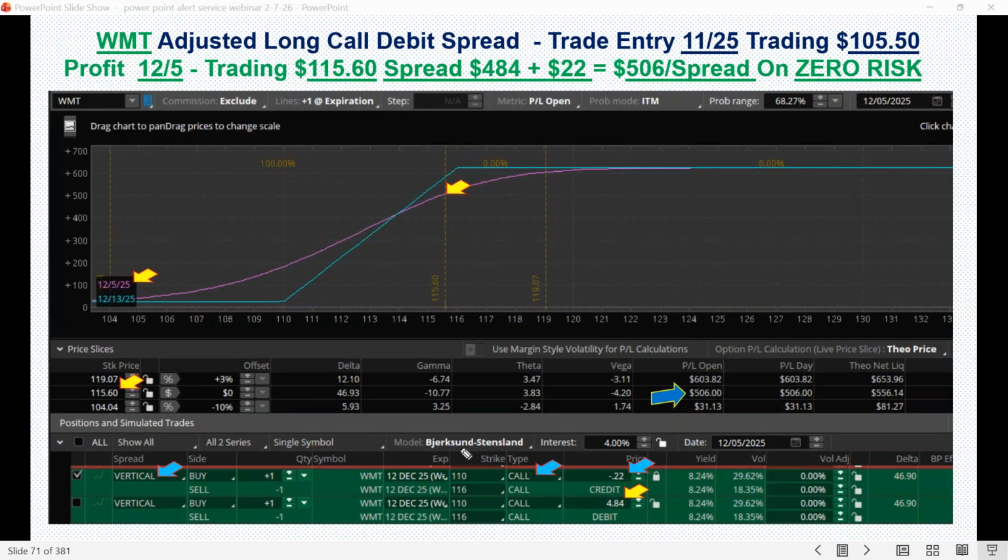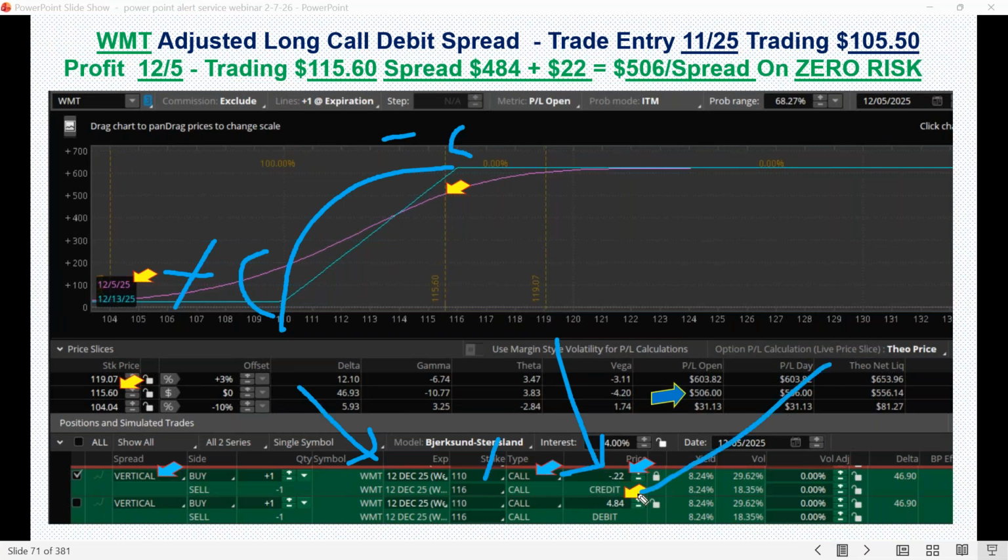So we ended up going into that 12 December series, long the 110 call, adjusted into short against that the 116 call. So we had a $6 wide call debit spread, and we had this on for zero risk, actually a credit of $22.